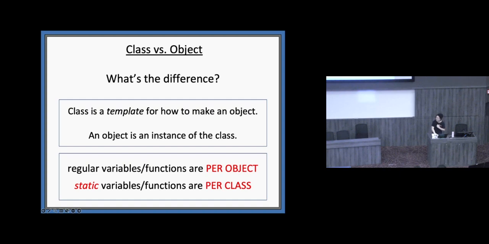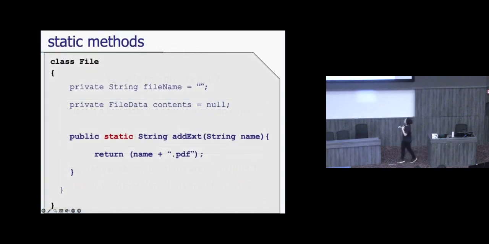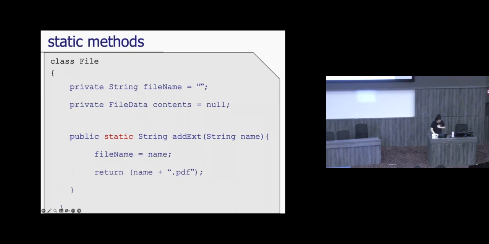Now, there is this thing called static. Static methods, on the other hand, are for the entire class. For example, if I wrote public static, this static means it's not tied to any specific instance. Say I want to add an extension: give me a name, and it returns the name with .pdf appended to it. This might be one way to do it. This is fine. But what about this example where instead we access a variable name, a member variable? Is this okay?